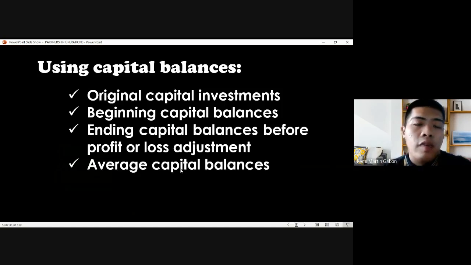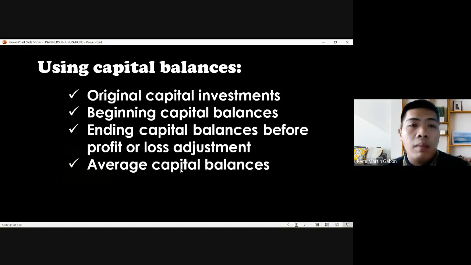If it is the first year of operation, you may consider original capital investment and beginning capital balances as equal amounts. However, in succeeding periods, starting the second year of operation, the original capital investment and the beginning capital balance will no longer be the same, because transactions are already affecting the capital balances, crediting the capital balance for profit or additional investment, debiting the capital balance for loss or temporary or permanent withdrawal.